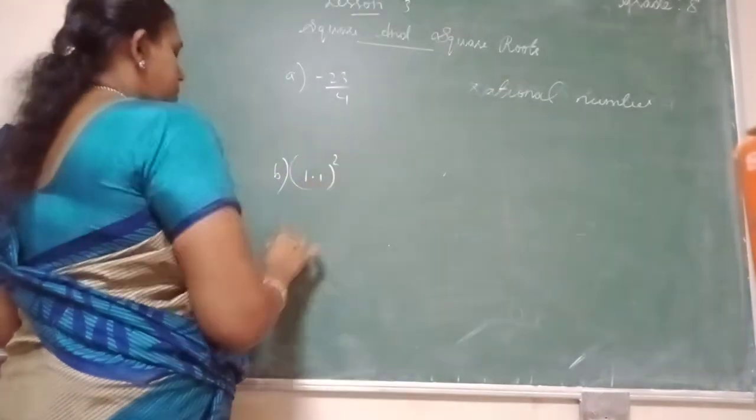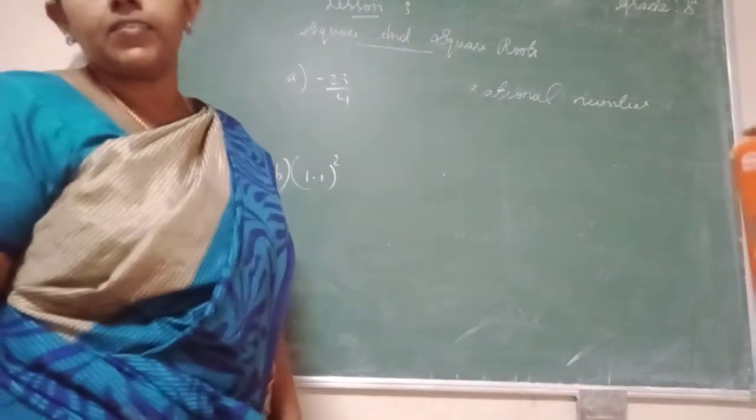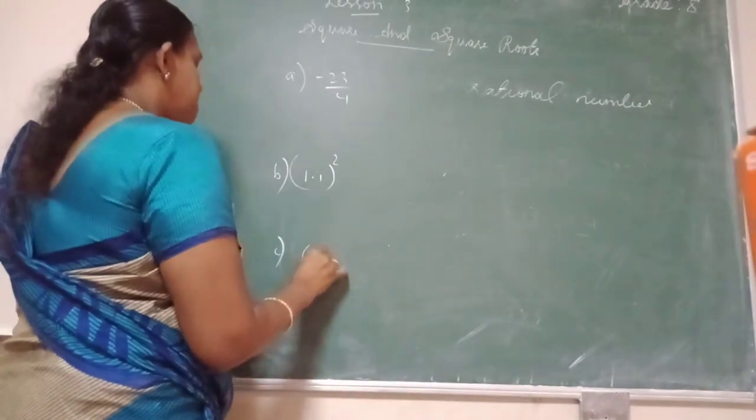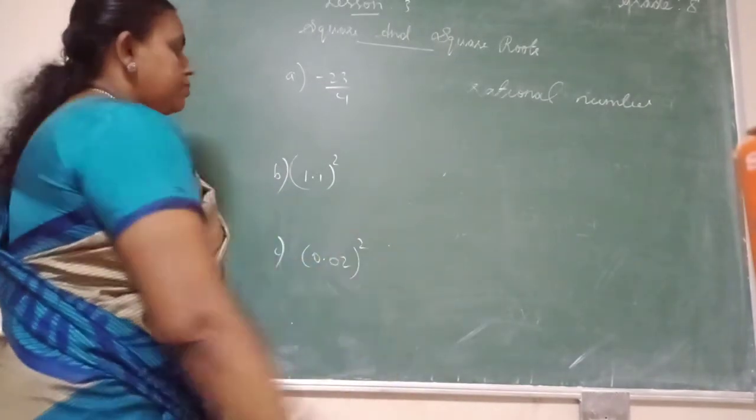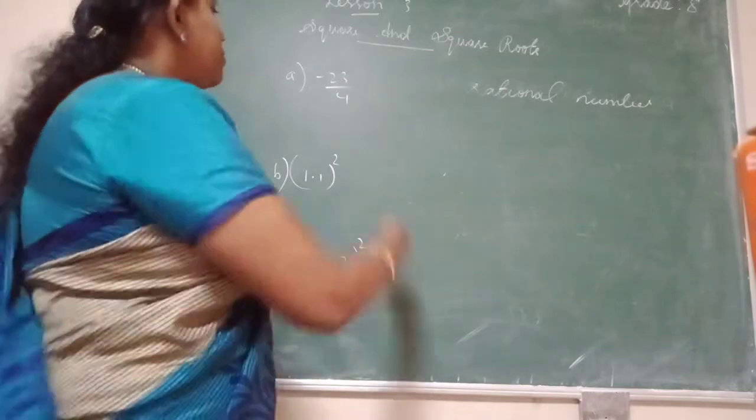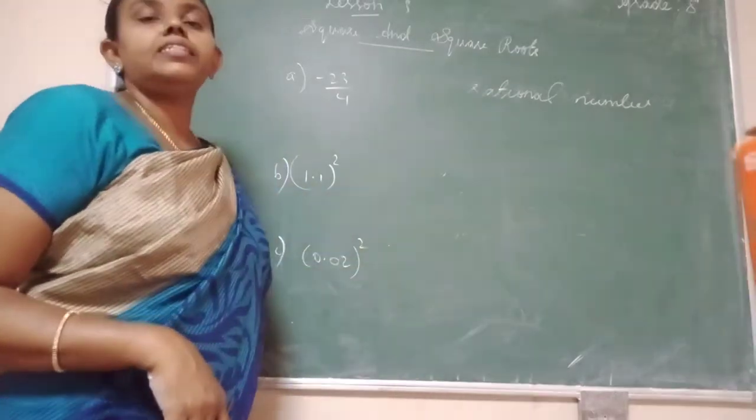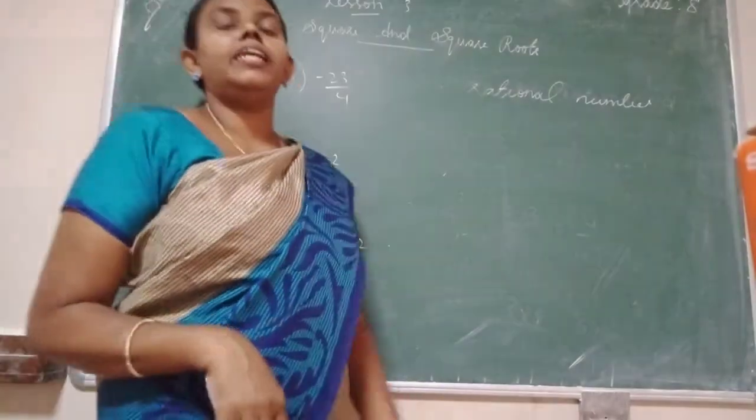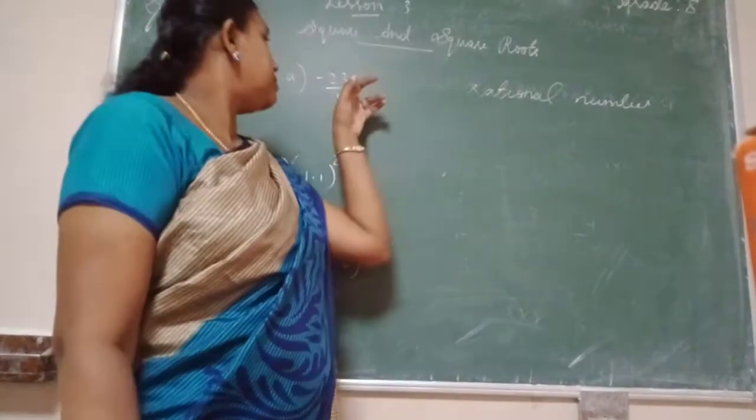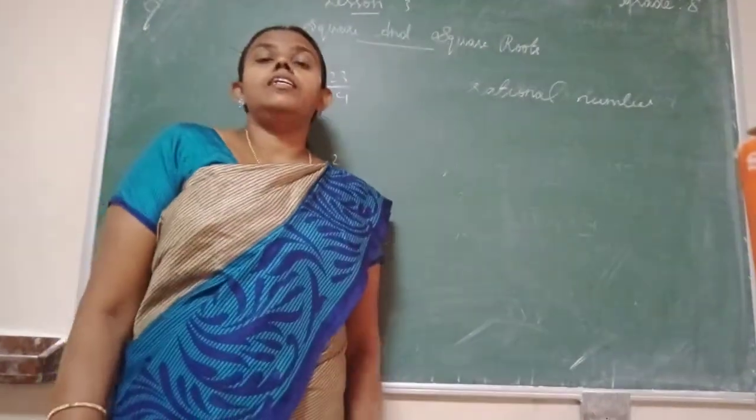1.1 the whole square. 0.2 the whole square. See how we are going to do it. Minus 23 by 4. Now I have taught you squares. This is a rational number. Minus 23 by 4 is a rational number.